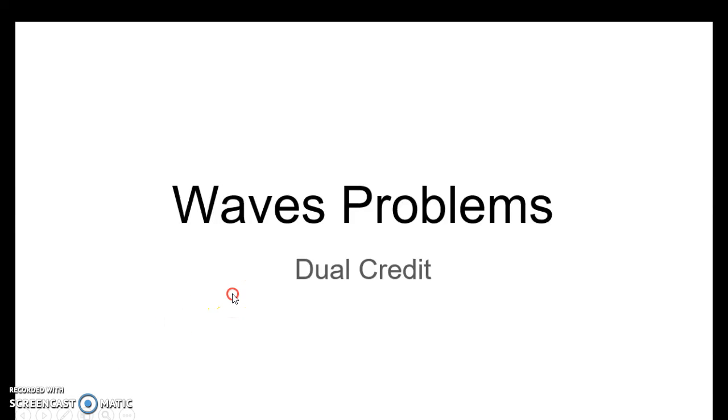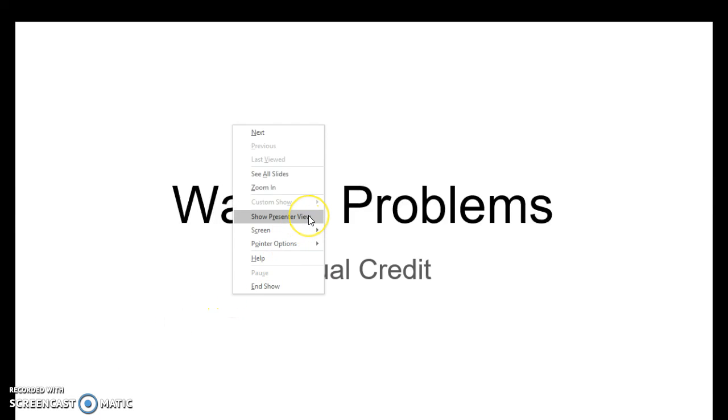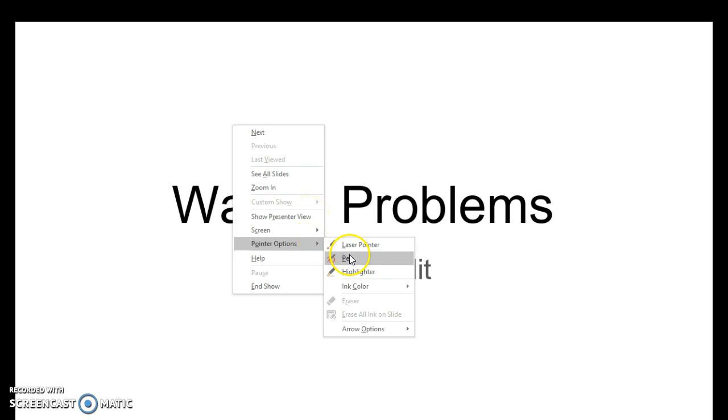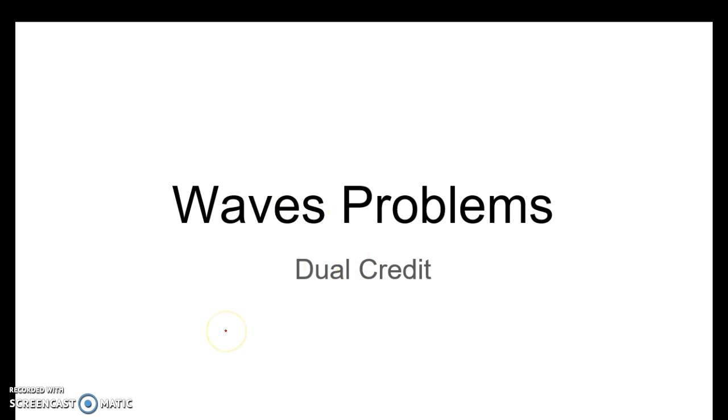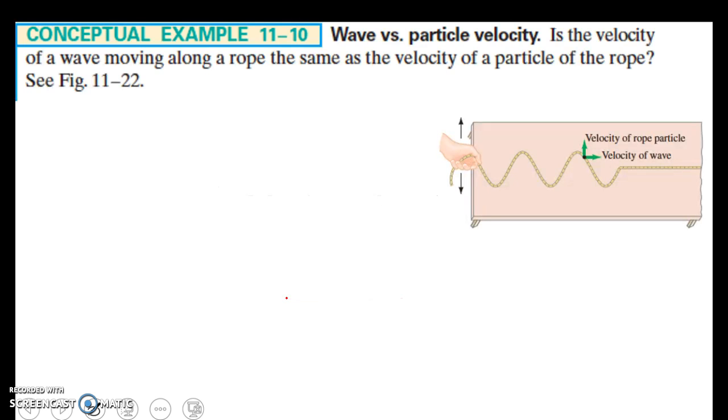All right, last thing about waves is we're going to talk about different wave problems that you can see. I'm going to give you a couple other equations that might be beneficial, especially for the dual credit side, but they could be beneficial for all of you. So let's look at the first problem.